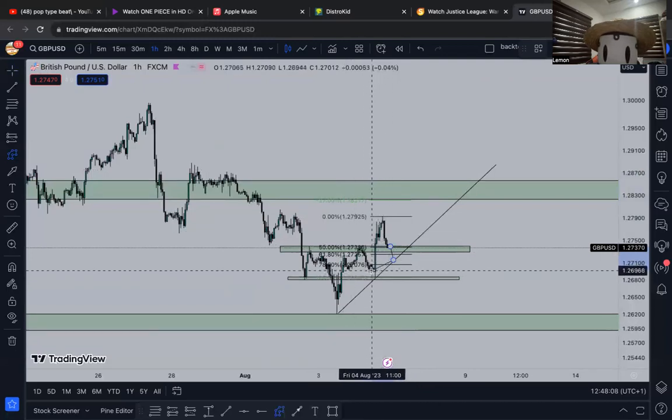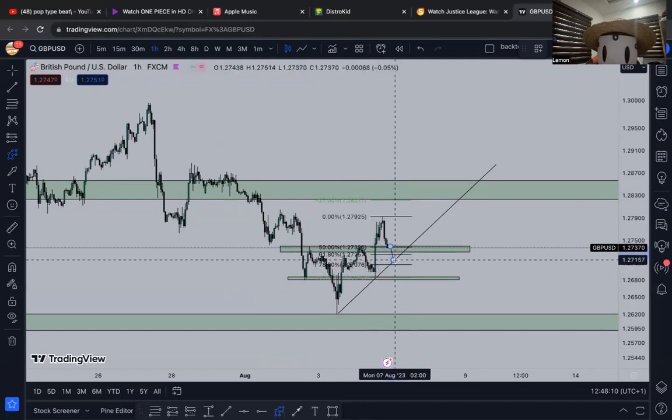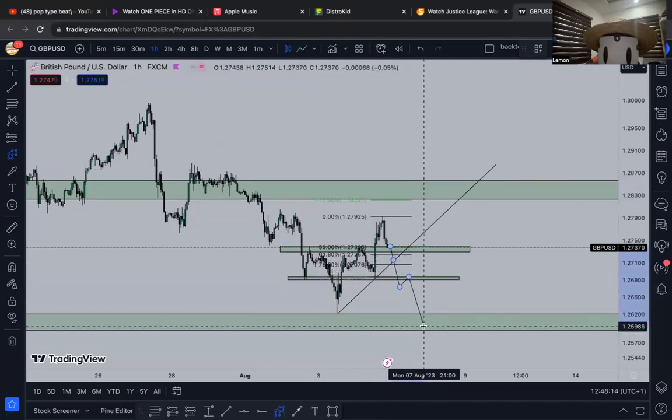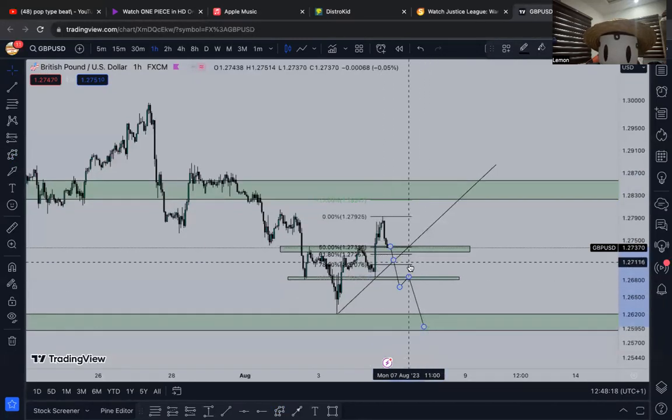Understand? So you can see how the trend is changing. This is structure-based trading. So this was the last higher low. If we break this, then we are going down, before we can actually see another reaction here. But right now, this is what I see.